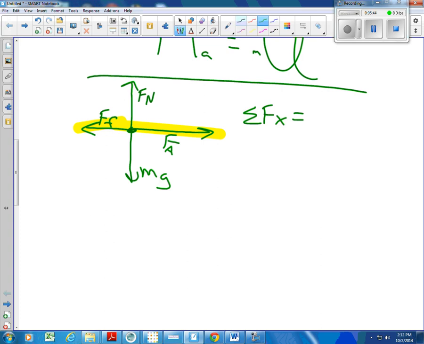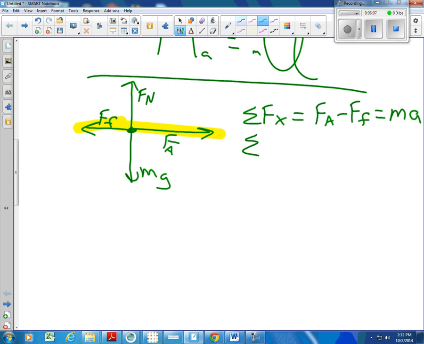So here we go. Summation of forces along the x: FA minus FF, and then we set that equal to MA. Now remember, if it's equal to 0, then the sum of the forces would equal 0. I'm going to write that here in just a minute.